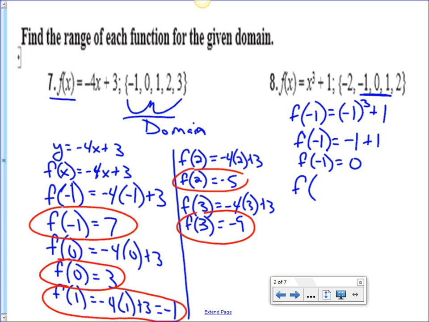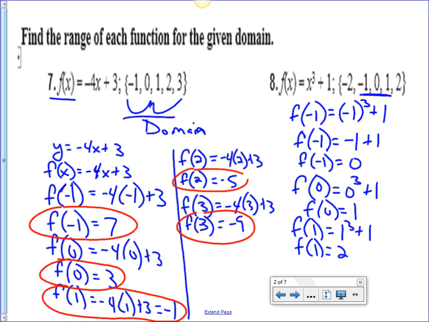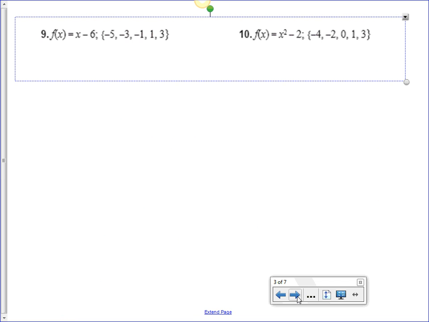If I put in 0, the function value at 0 is equal to 0 to the third plus 1. So I get the function value at 0 is equal to 1. And then the function value at 1 is equal to 1 to the third plus 1, which is 1 plus 1, which is 2. So the function value at 1 is equal to 2. So that's an idea of how we're using function notation, just another way of representing a function. Okay, so why don't you go ahead and try these.